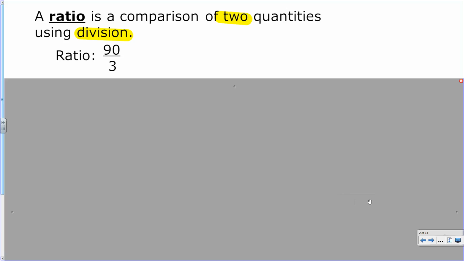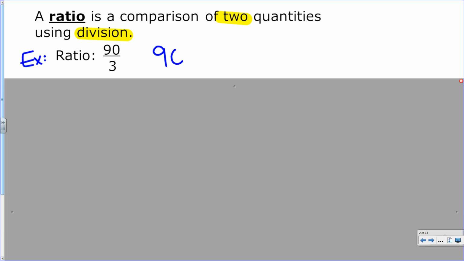Today we're going to start notes for section 5.1, and we're going to begin by talking about ratios. A ratio is a comparison of two quantities using division. And here we have an example of a ratio, 90 over 3. We say 90 to 3, and that's an improper fraction, but we leave them like that with ratios.